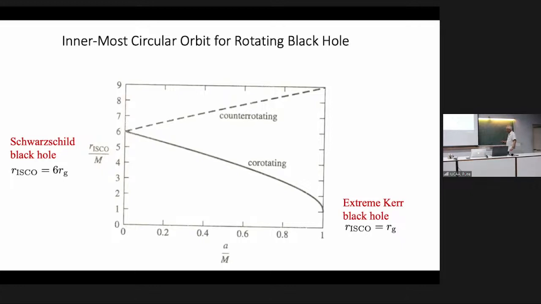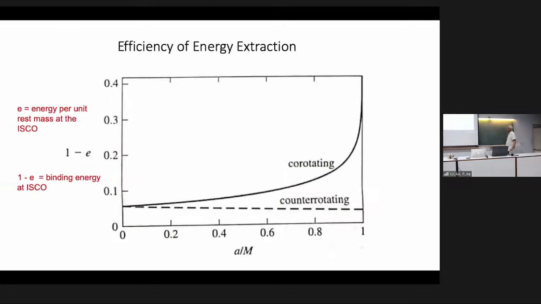Right? So you see that, and when A by M is equal to 1, it goes there, and then you see the amount of energy extracted is much more, because this energy is much more negative. These are difficult concepts, but you need to go and look at them, and when you read them, you'll understand.